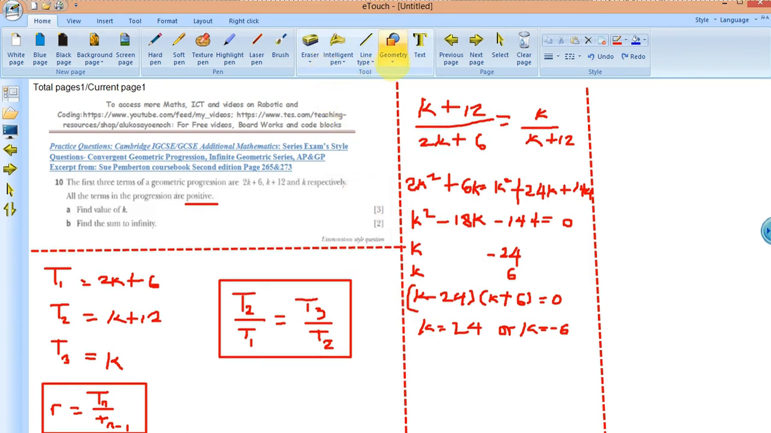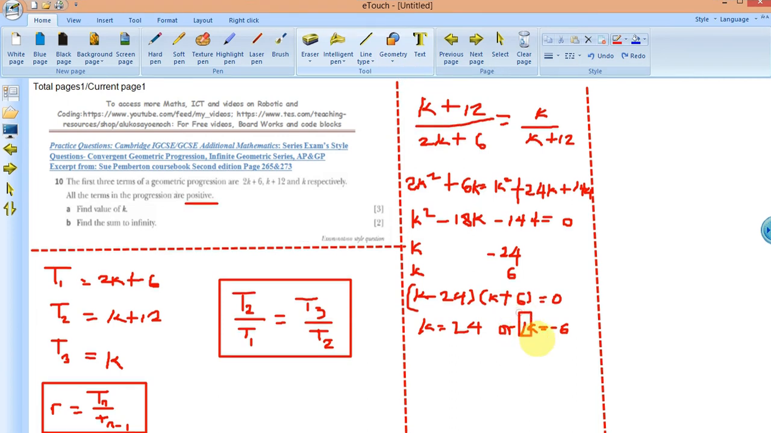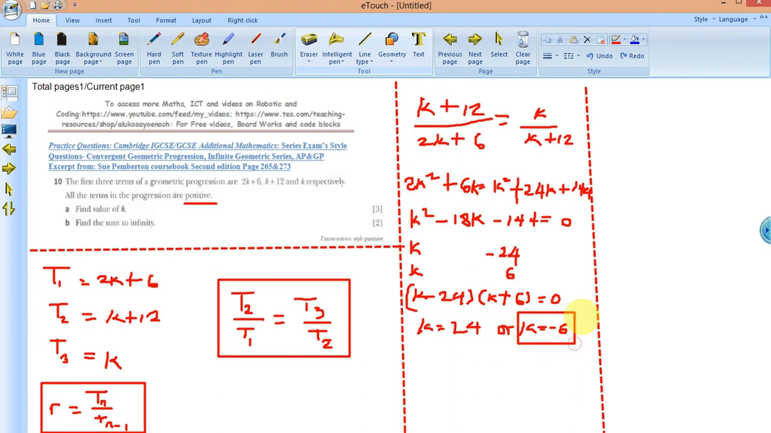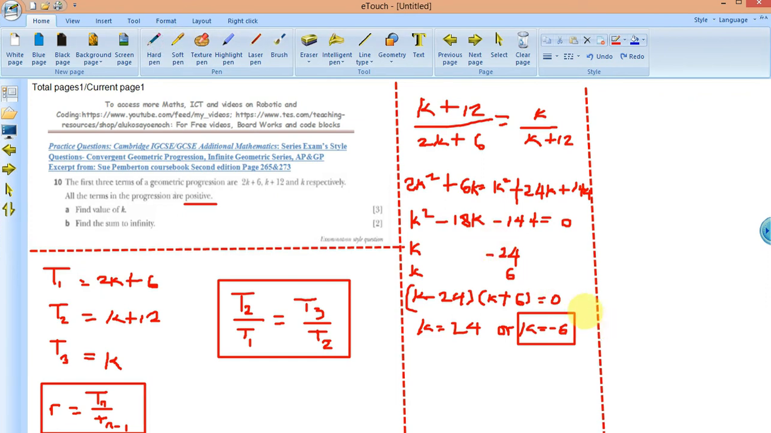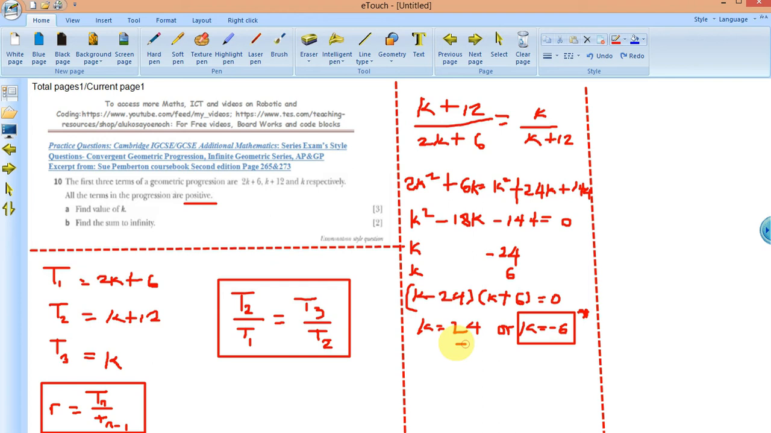You don't cancel it out when you're writing your exam, but I'll just put it in a rectangular box here, and I'll put an asterisk, something like that, that K cannot be this. Do you understand? You don't need to write everything. K cannot be this, because you are told already that terms in the progression are positive. So I'll go with K equals 24.